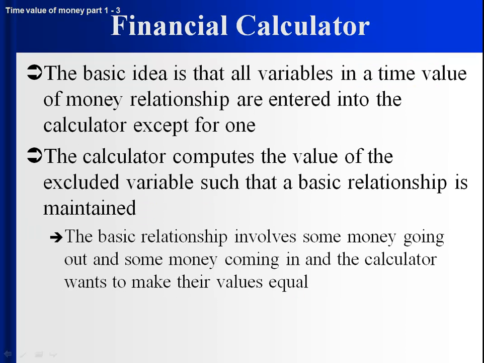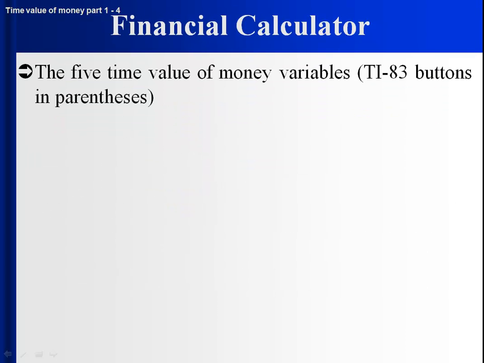And so the basic idea is that there's 5 variables in a time value of money relationship. You enter all of them in your calculator except for one, and then the calculator says, okay, given the 4 you've given me, this is what the value of that 5th one has to be in order for a relationship to hold. And I'm not going to get into the specifics of what that relationship is, but that relationship lends itself to identifying and answering some really relevant and common questions that arise in finance. So here are the 5 variables.